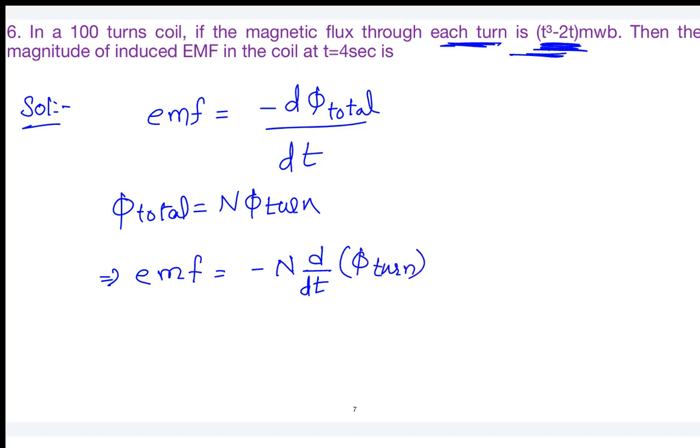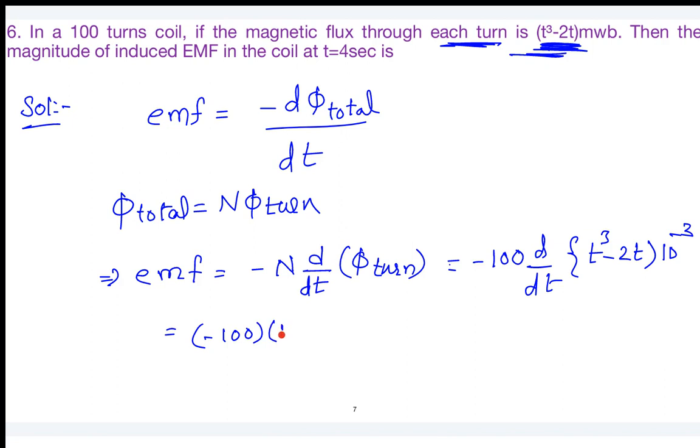Right? So you can substitute everything. So the number of windings is equal to 100, into the flux per each turn. I have given it as t cube minus 2t milliweber. So you can consider 10 power minus 3. So you can differentiate that. So minus 100 into 10 power minus 3 into the differentiation of this one, which will be 3t square minus 2. So this is the induced EMF in volt.